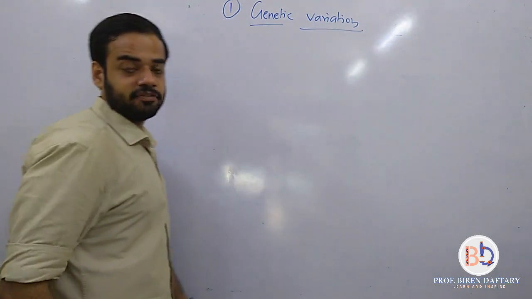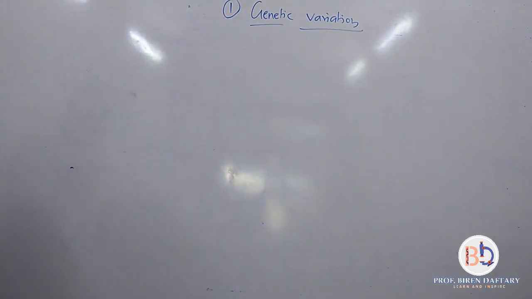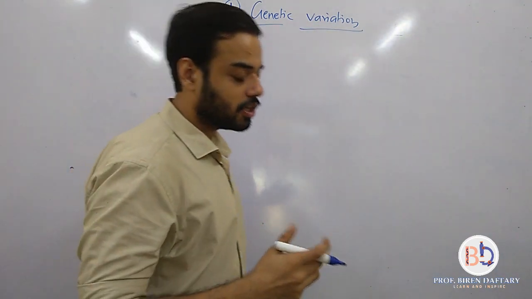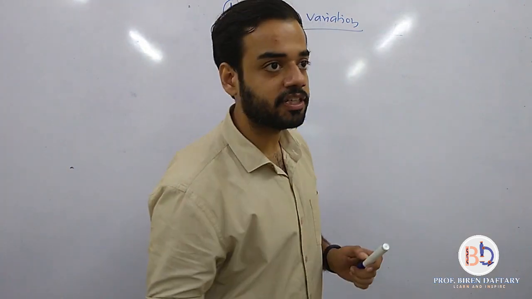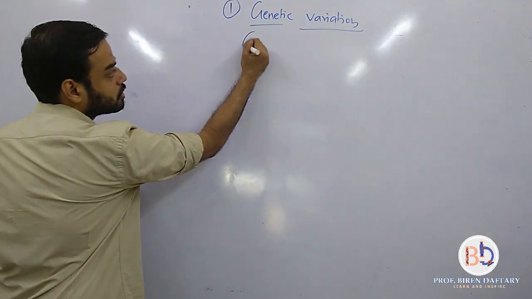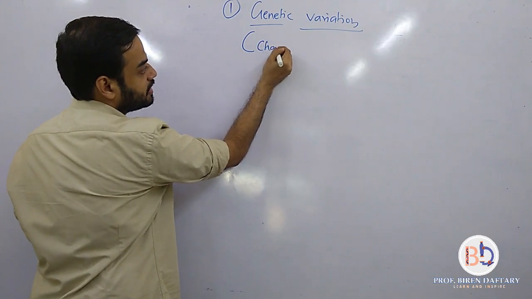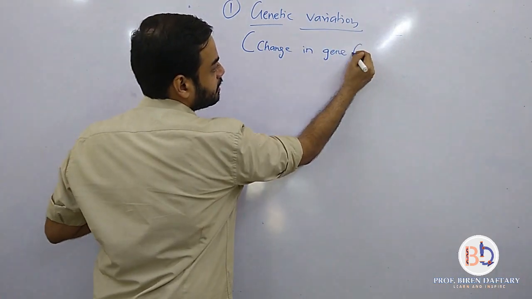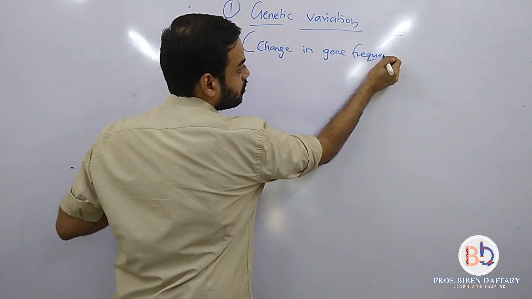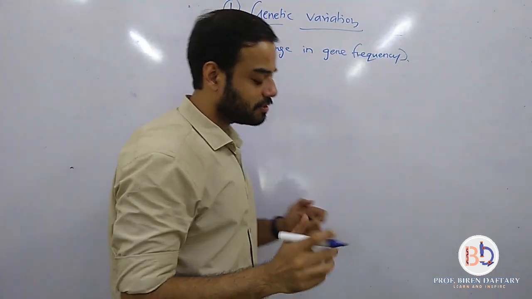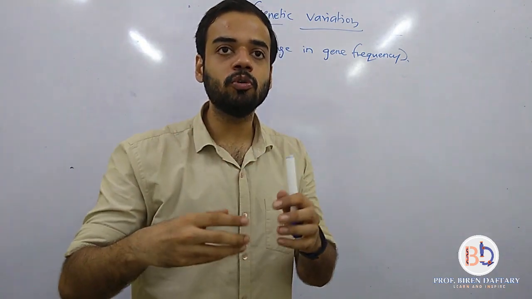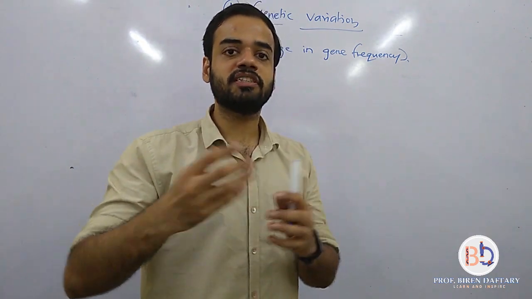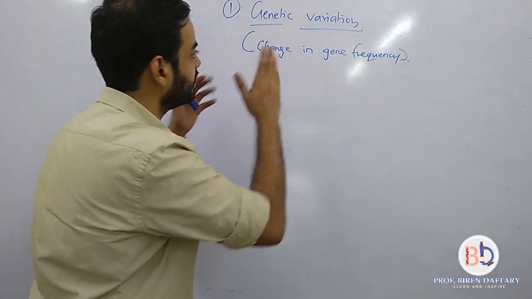Now this genetic variation is further divided into many parts. So there are causes of genetic variation. Again, I am repeating what genetic variation is. Change in gene frequency is called genetic variation. In simple words, the gene pool is getting changed because of the change in genes. That is called genetic variation.